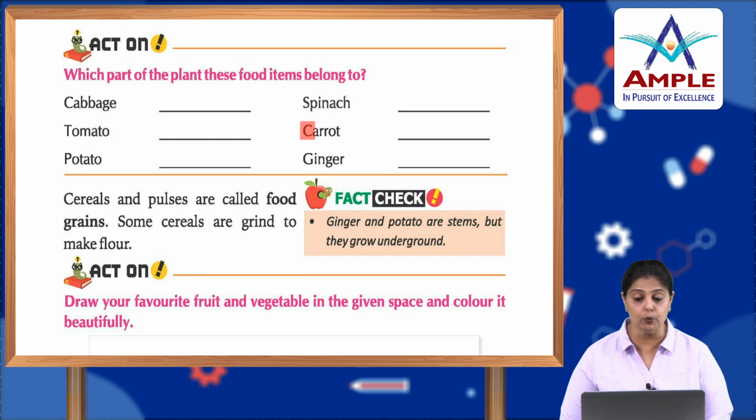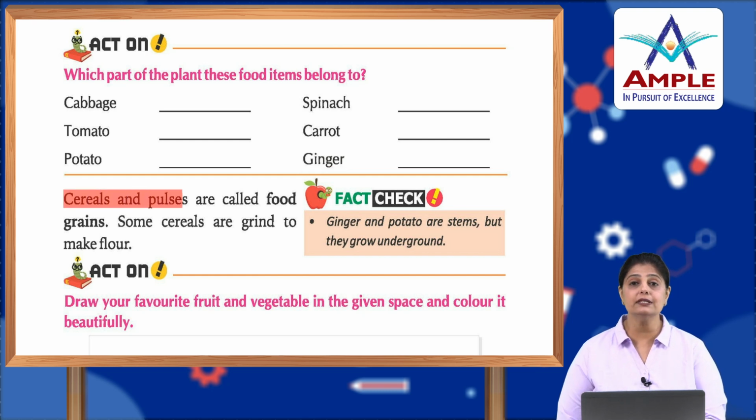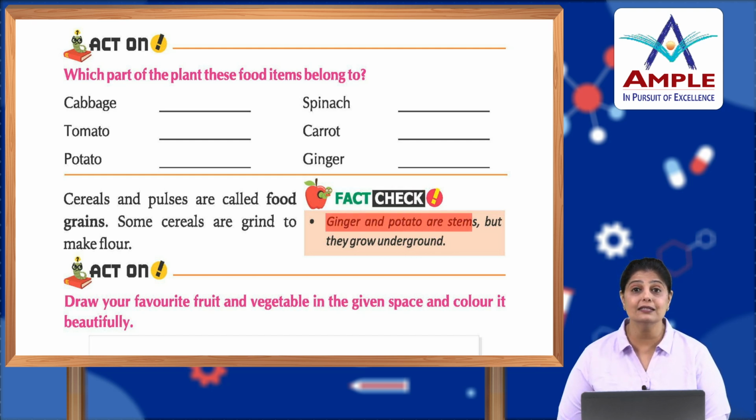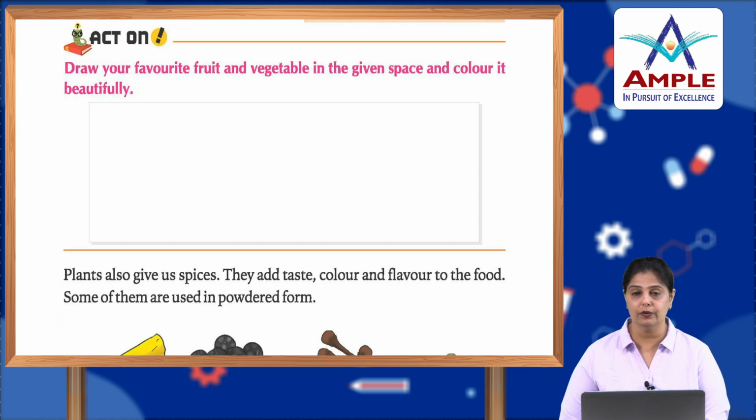Tomato is a fruit. Carrot is the root. Potato is the stem, okay, and ginger is also a stem. All right. Now, cereals and pulses are called food grains. Some cereals are ground to make flour, okay. Now, fact check. Ginger and potato, they are stems, but they grow underground, okay.